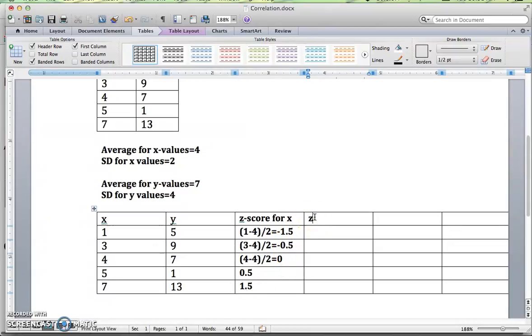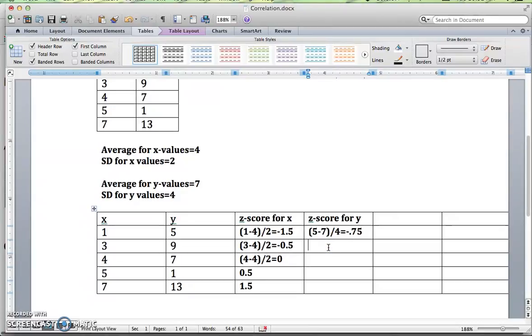Here we do the same thing and find the z-score for y. And again, it's the same calculation, except we do it for the y value. Actually, it's 5 minus 7, because that's the average for the y values. Then divided by 4, because 4 is the standard deviation of the y values. So again, 5 minus the average divided by the standard deviation. And that's going to be negative 0.75. And then we do the same thing for the other values.